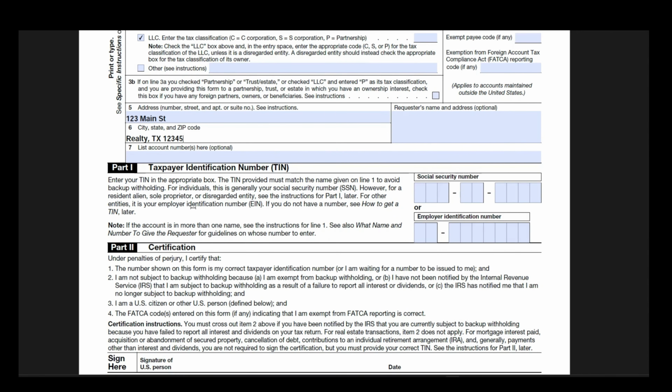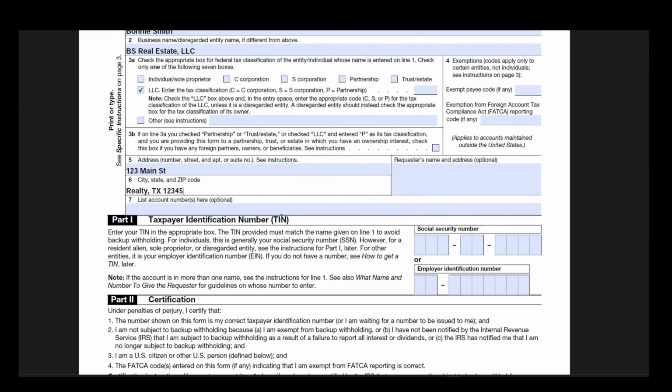Moving on to part 1, this is where you're going to include either the social security number of the owner or the EIN number for the business name. Now on line 1, if you have included your name and you operate as an individual sole proprietor in your real estate business, then you are going to include your social security number in part 1. If you happen to operate as a single member LLC, and you have an EIN associated with it, you're going to include the EIN number here under employer identification number. And if you operate your real estate business as a corporation, so C Corp, S Corp, partnership, or a trust, you are going to include the EIN number under the employer identification number as well.